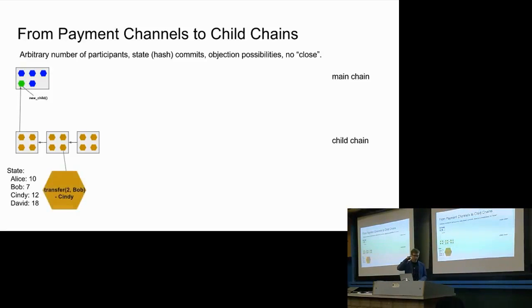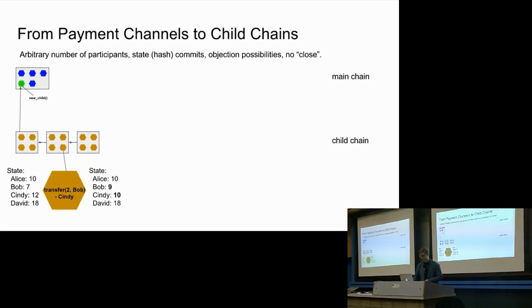And then we have a transaction. Cindy transfers 2 tokens to Bob. It's the same transaction we had in the previous example on the main chain. And the effect on the state is that Cindy's balance is reduced by 2 and Bob's balance increases by 2.